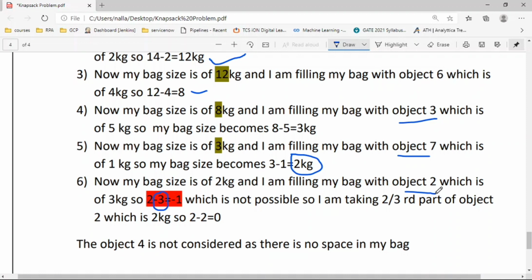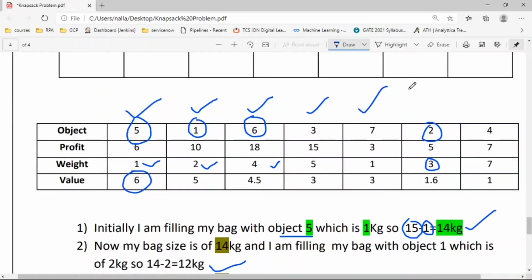So what I will do is take the 2/3 part of my object. I'm going to take only 2 kgs from the 3 kgs. So this is also filled partially, nothing but 2 by 3. There is no space, so I'm not going to fill object 4.